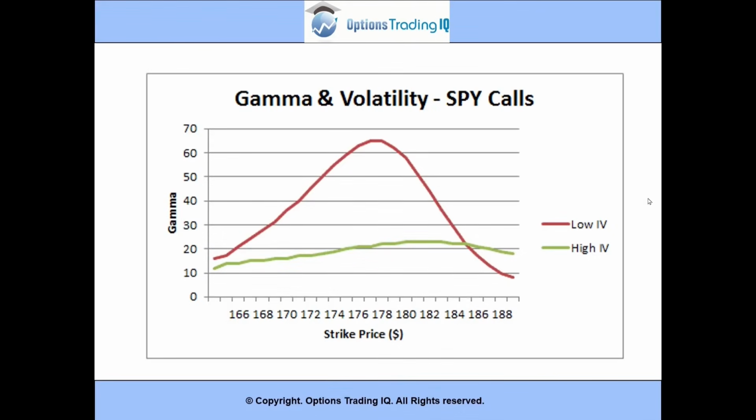Volatility impacts gamma as well. In a low IV environment, gamma is concentrated tightly at the money strikes, but in a high IV environment, it's spread evenly across the strikes. You can see that here. When we've got high IV, our gamma is much more evenly spread. When we're in a low IV environment, gamma is really concentrated around those at the money strikes.